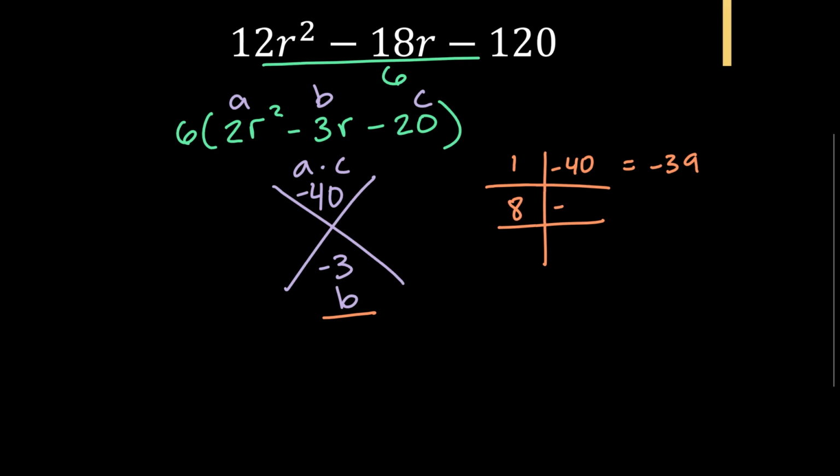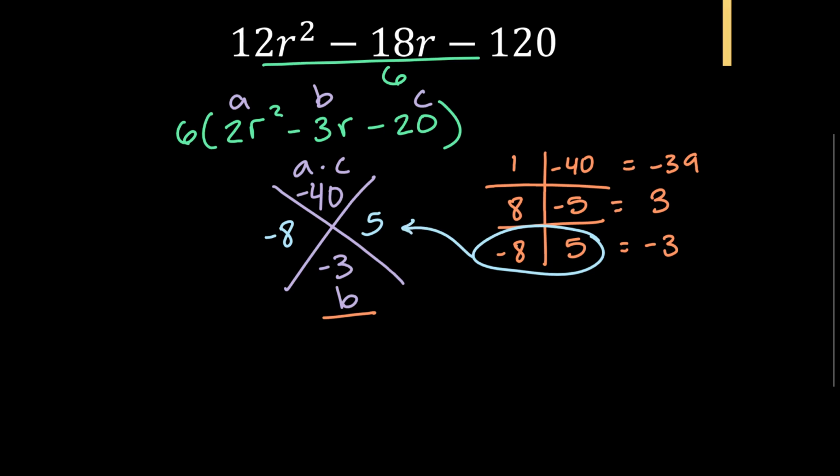8, and let's do negative 5. What is 8 minus 5? A positive 3. Is that what we wanted? So now we'll do the ones that work. What is negative 8 plus 5? Negative 3. Is that what we wanted? Yes. So that's what we put in our x.